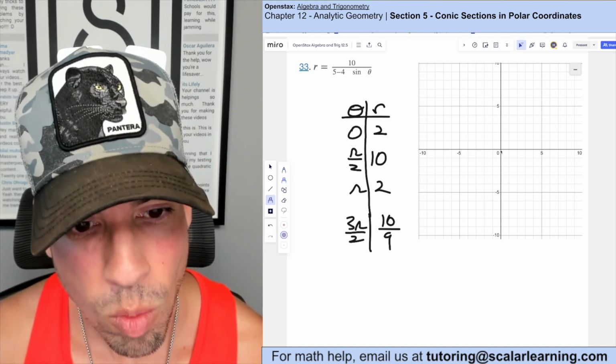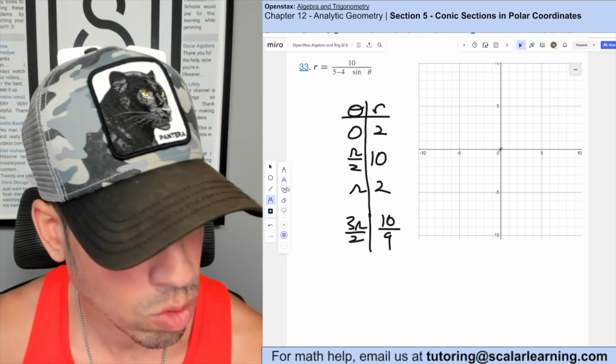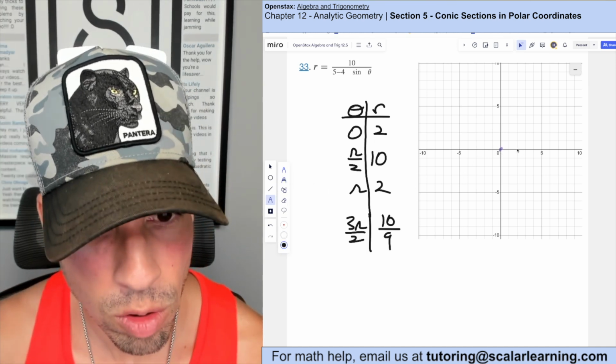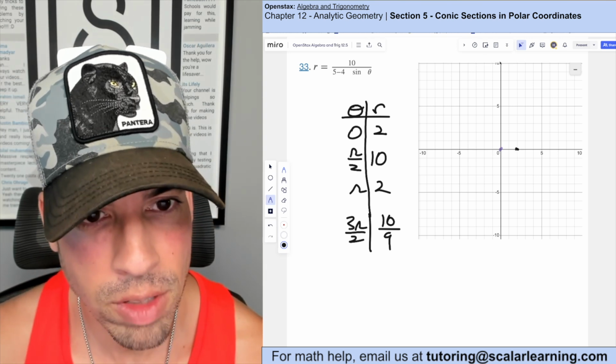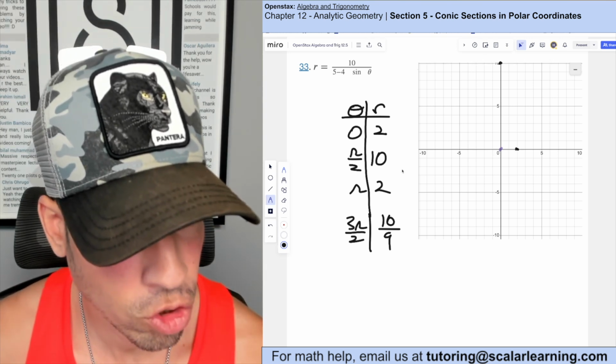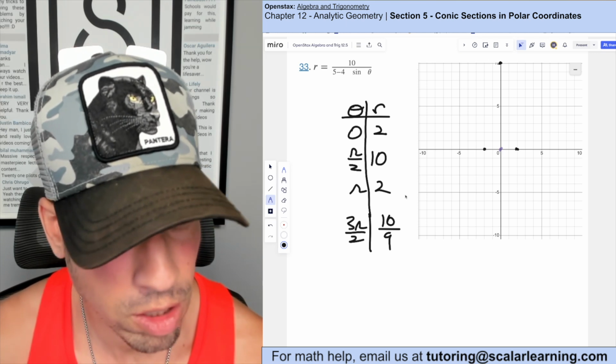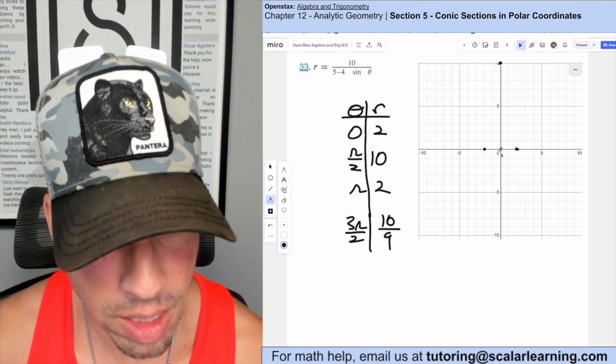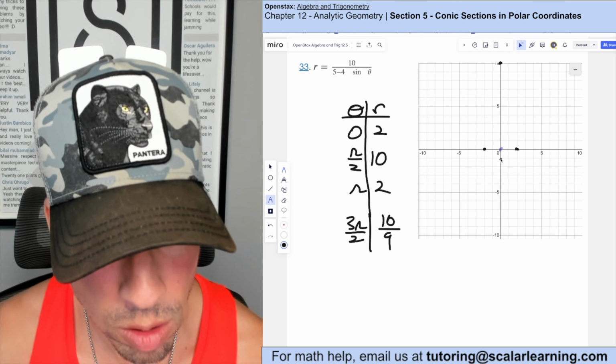And again, remember, one of our foci is going to be at the origin here. Then we got 0, 2, like this, pi halves. That's right up here on this axis at 10. Then we got pi at 2, but that means going this way, so that's out here. And then we got 3 pi halves at 10/9. That's a little bit more than 1. That's 1 1/9 right there.